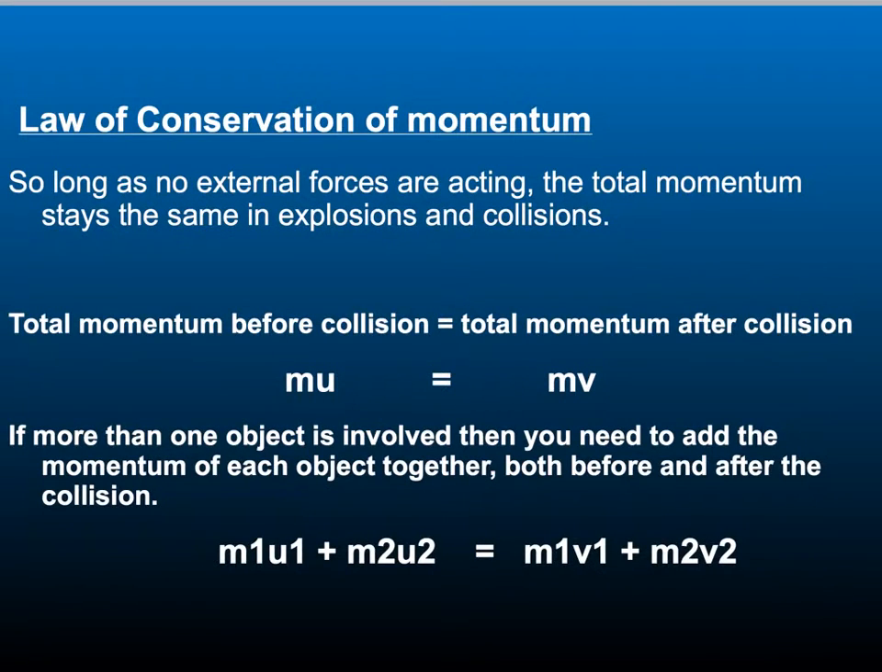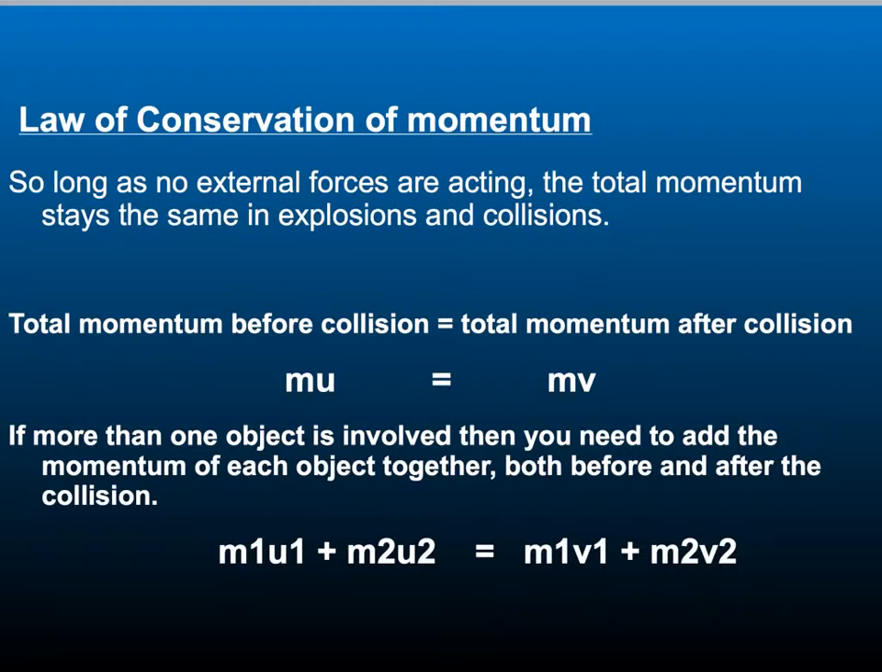The total amount of momentum stays the same. For example, if two moving objects collide, their total momentum does not change. This is the law of conservation of momentum. As long as there are no external forces acting, the total momentum stays the same in explosions and collisions. This is the law: the total momentum before the collision equals the total momentum after the collision.